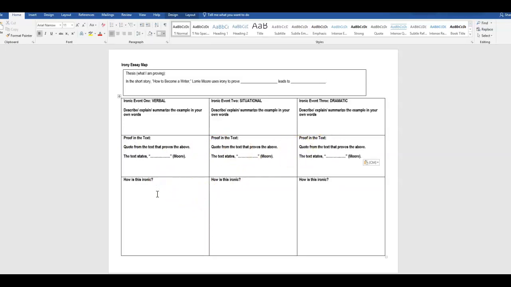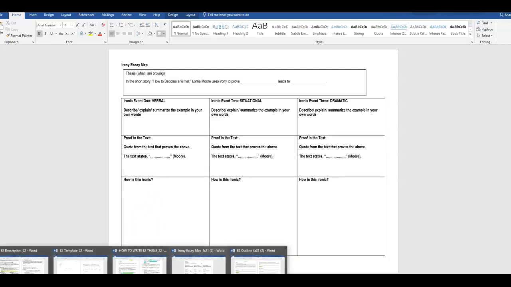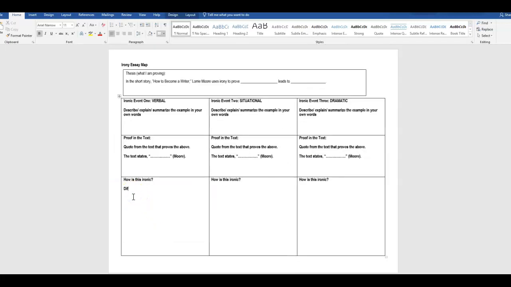Okay, now how is this ironic? This is where you have to prove to me that irony exists. Irony exists when there is a difference between what happens. I'm going to write that down for you. Irony exists when there is a difference between what is expected to happen and what really happens.